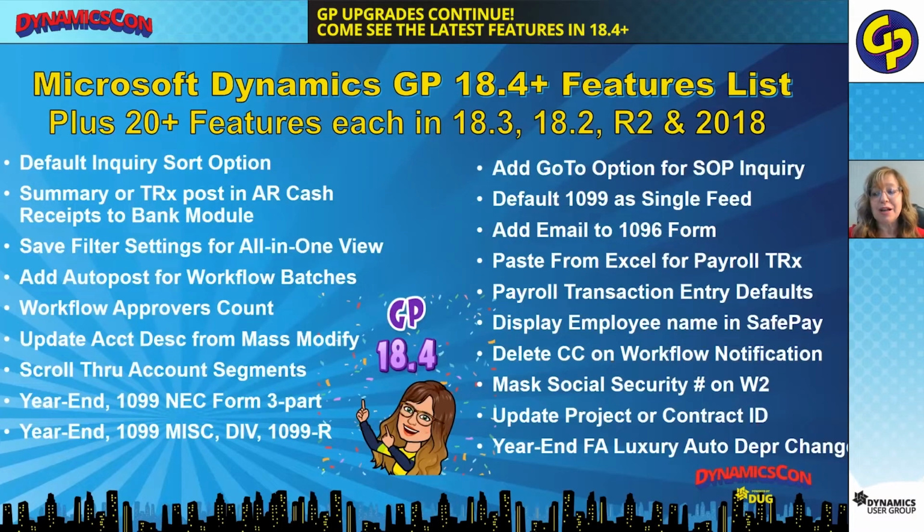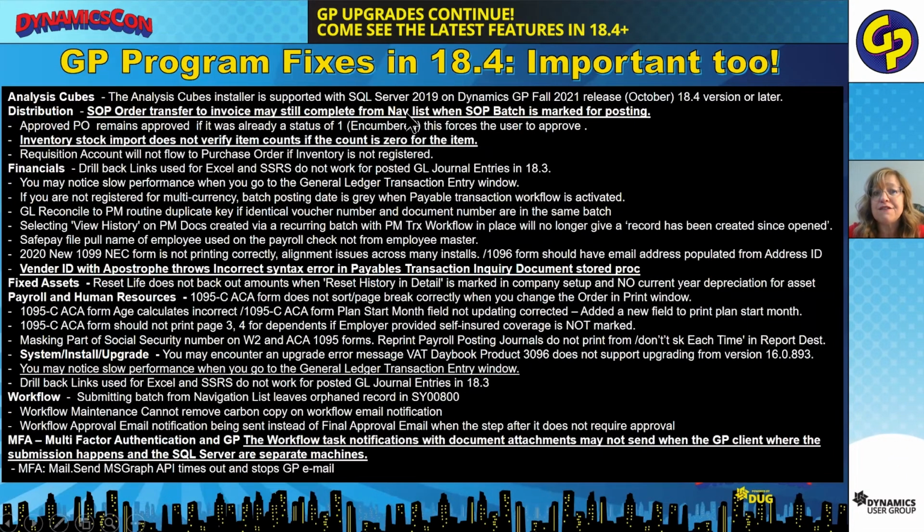So when we talk about, hey, this is Microsoft Dynamics GP 18.4, what are the features in this release? These are the new features that are listed. And as I mentioned, going back to 18, there's 20 features in each of the releases at least. But this is not all that you get. When you get a release, you're also going to get fixes or things that make the system better. That's not really a feature. It's just a tweak in the code.